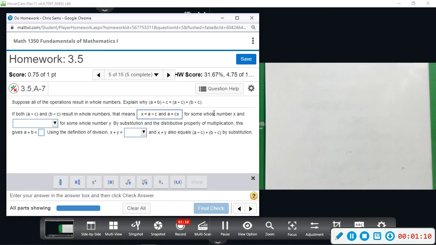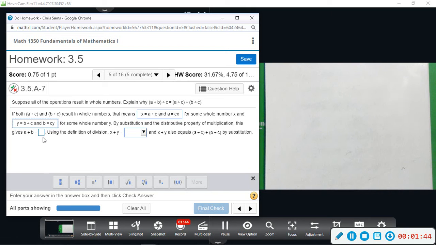So that means for some whole number X, we would get this, and then we have a drop down. So now we're focused on the B divided by C part. Y, a new whole number, is equal to B divided by C, and B is equal to C times Y. So again, if you multiply with the inverse, you would get CY equals B. So this one does follow for some number Y. Now it says by substitution and the distributive property of multiplication, this gives A plus B equals.